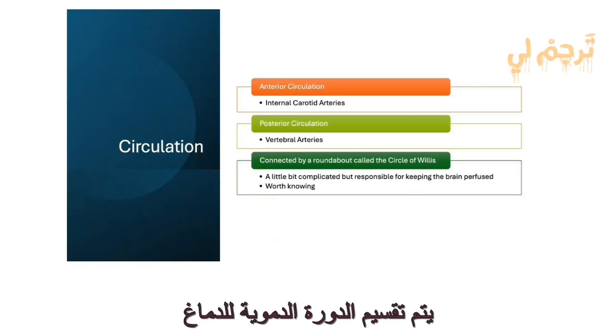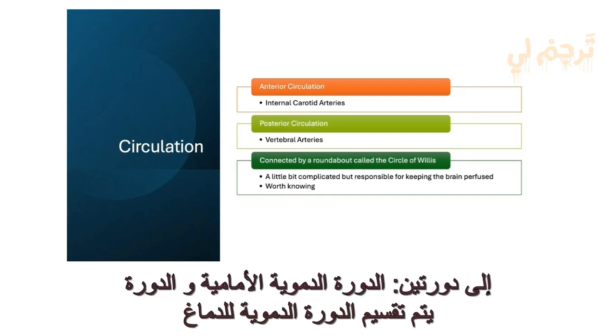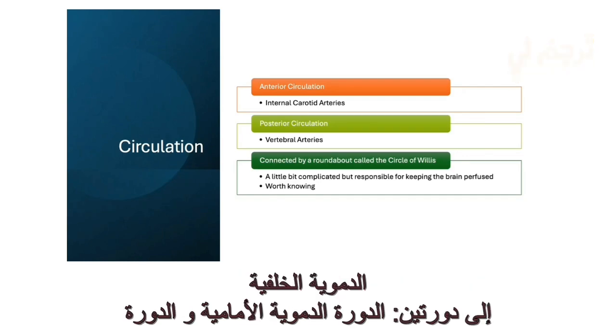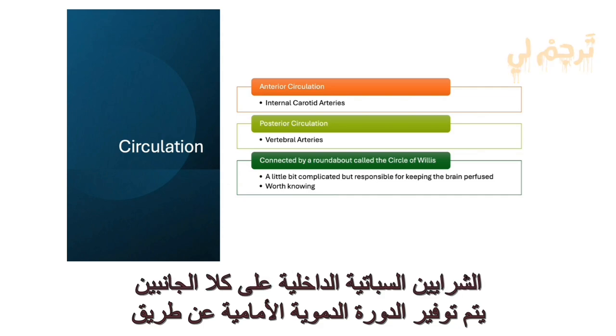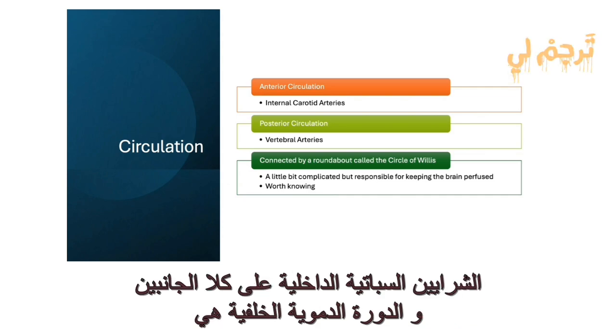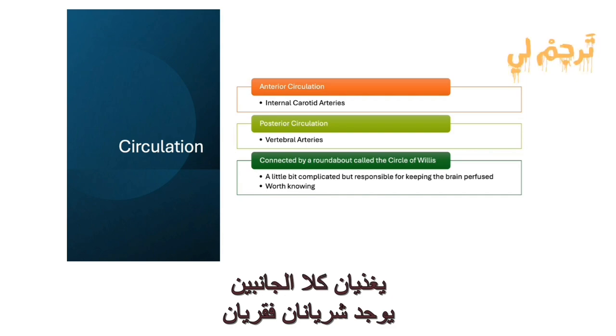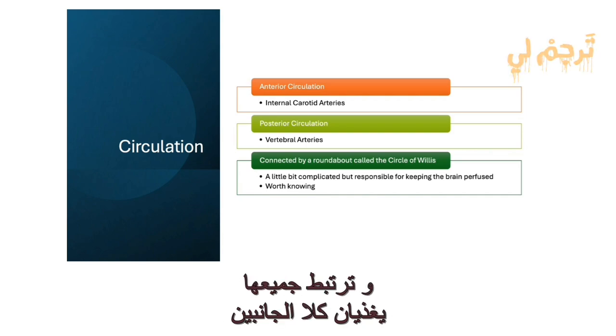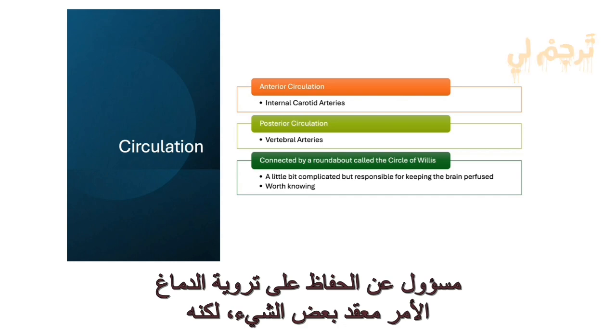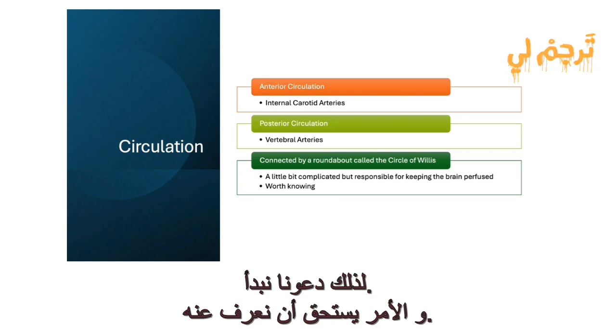The circulation of the brain is divided into the anterior and posterior circulation. The anterior circulation is supplied by the internal carotid arteries on either side. The posterior circulation is supplied by the vertebral arteries. There are two vertebral arteries supplying either side. They are all connected by a roundabout called the Circle of Willis. It's a little bit complicated, but responsible for keeping the brain perfused, and it's worth knowing about. So let's dig in.